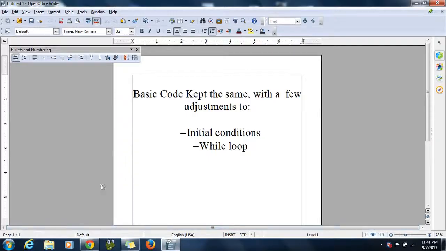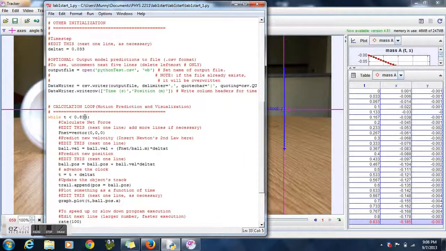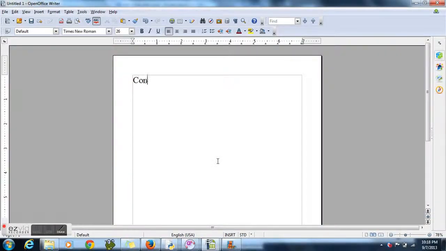Underneath initial conditions, in accordance to the collected data, the mass was changed to 0.340 kilograms. Initial position was changed to 0, 0, 0. Initial velocity was changed to 0, 0, 0. The starting time was kept at 0 seconds, and delta t, or change in time, changed to 0.033 seconds. Under the while loop, the net force, or F net, was changed to 0, 0, 0. Since there is constant velocity, the net force is 0.